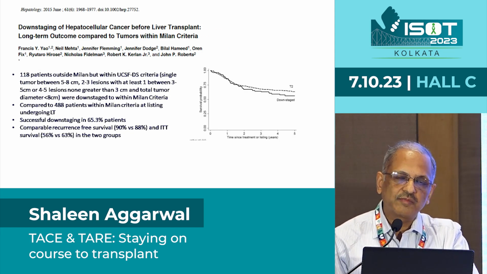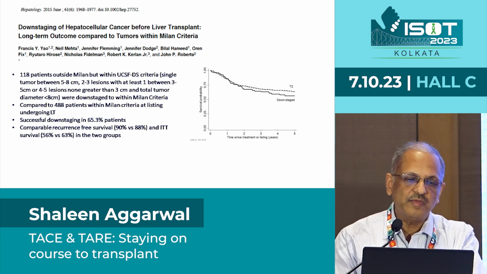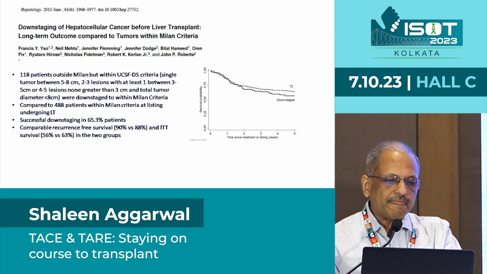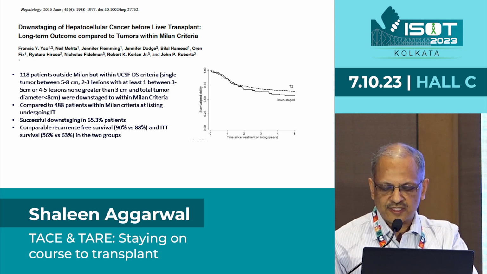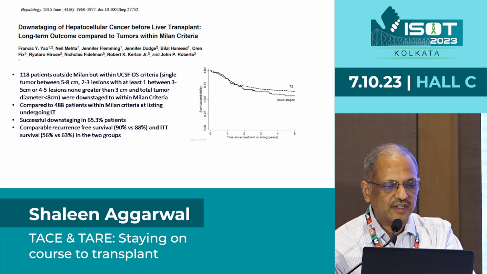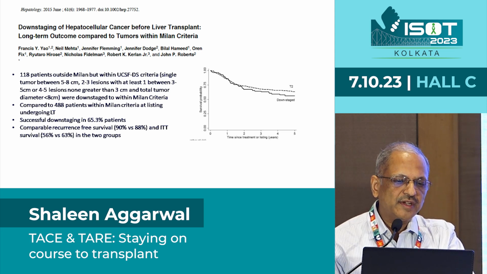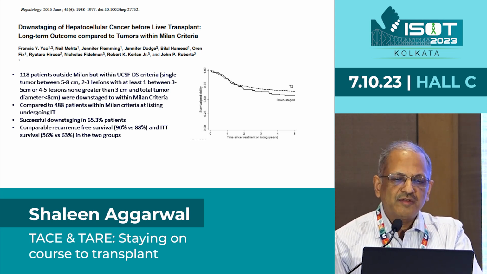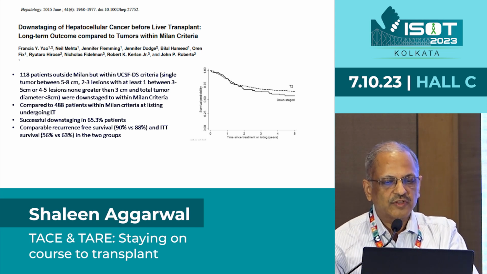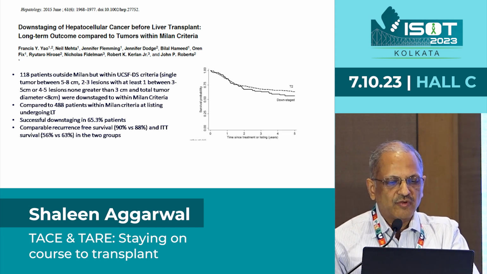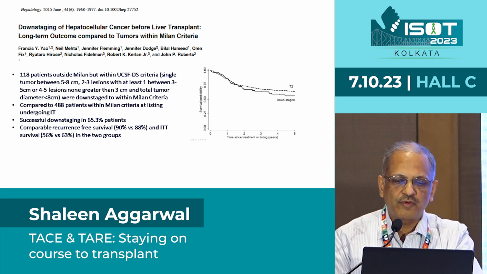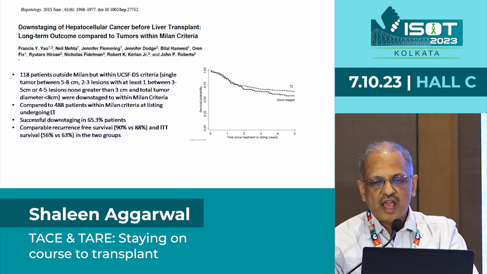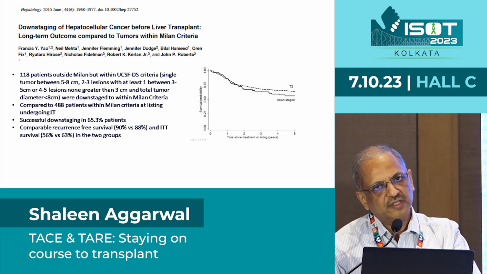One of the most quoted studies is by the UCSF group, Professor Yao's group, where they compared the so-called UCSF downstaging criteria, which is just a very mild expansion of their standard UCSF criteria. They compared 180 patients who were outside Milan but within their downstaging criteria with those within Milan, and they found that successful downstaging could be performed in 65% of patients, and the results were comparable to those within Milan.